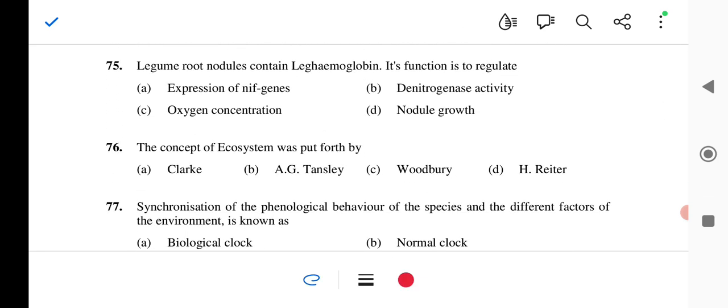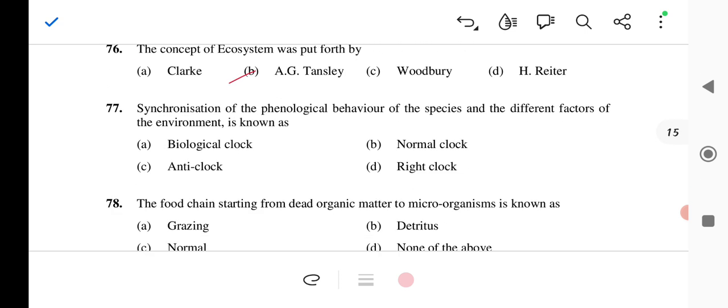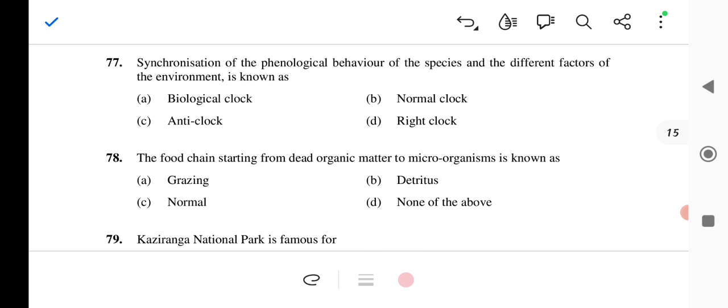Next is, legume root nodules contain leghemoglobin. Its function is to regulate oxygen concentration. Next is, the concept of ecosystem was put forward by Tansley. Next is, synchronization of the phenological behavior of the species and different factors of the environment. When it is synchronization, then it is the biological clock, where the external factors and the internal behavior are synchronized.